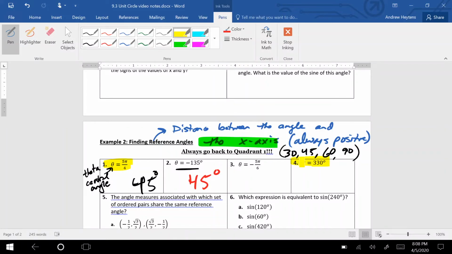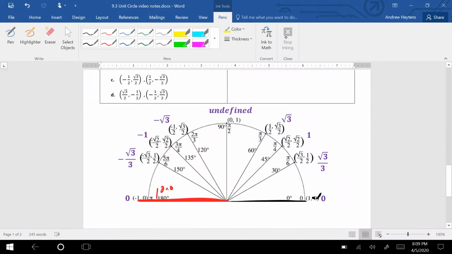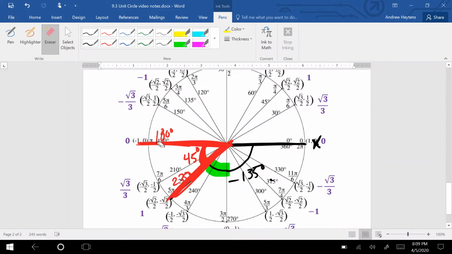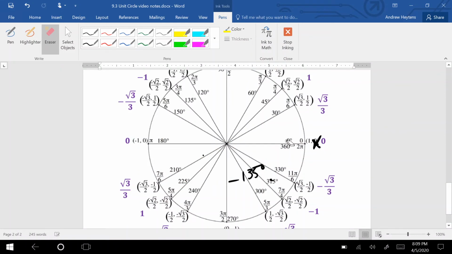I'll do one more. 330. So again, go find 330 degrees. I'll start over here, delete all this. 330 degrees. This one's on your circle. 330 degrees happens to be right here. This is the ray or the terminal side at 330. Next, go find the x-axis, which is right here.